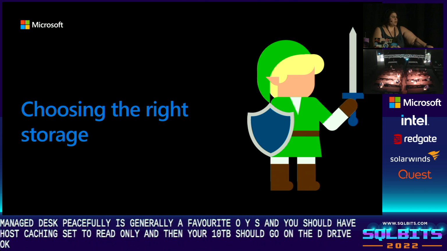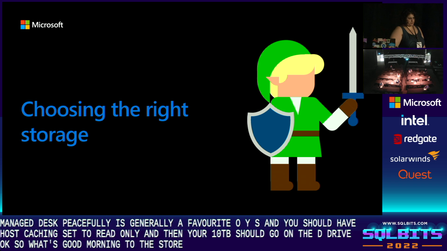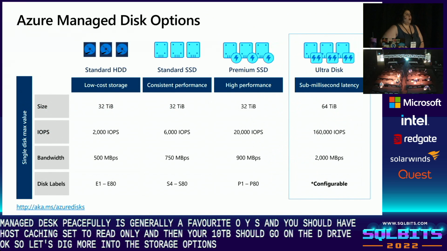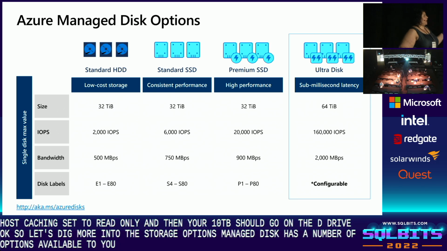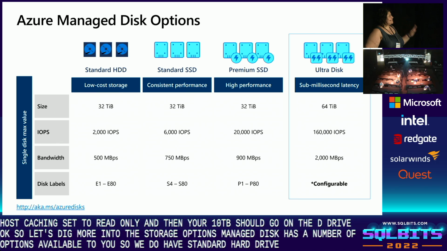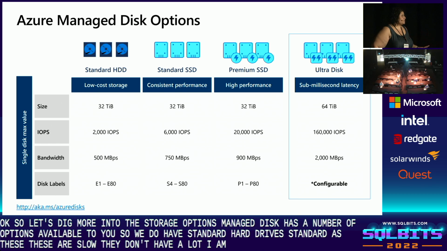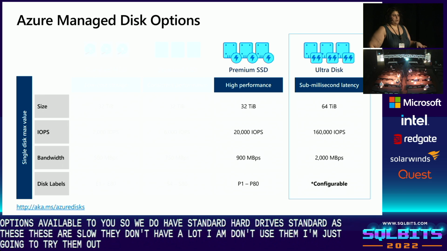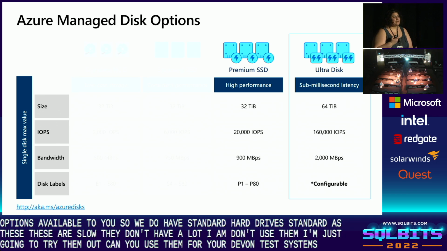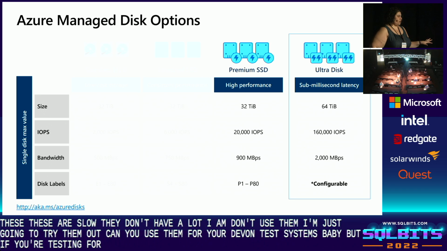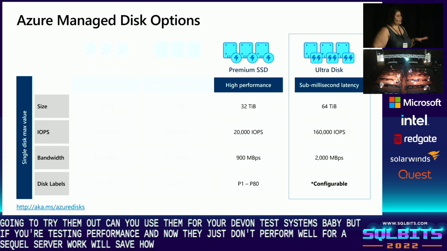OK, so let's dig more into these storage options. Managed disk has a number of options available to you. We do have standard hard drives and standard SSDs. These are slow. They don't have a lot of IOPS. Don't use them. I'm just going to gray them out. Can you use them for your dev and test systems? Maybe. But if you're testing performance, no. They just don't perform well for SQL Server workloads. They have high latency and not enough throughput.